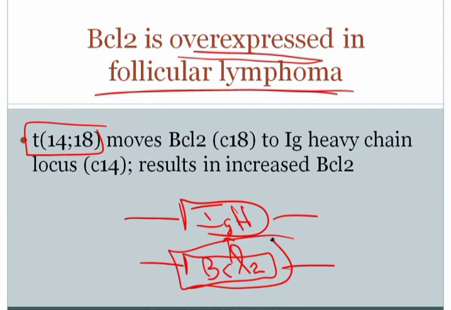So we could state it otherwise. When B cells are born in the bone marrow, they're born as naive B cells, and then they go to college.